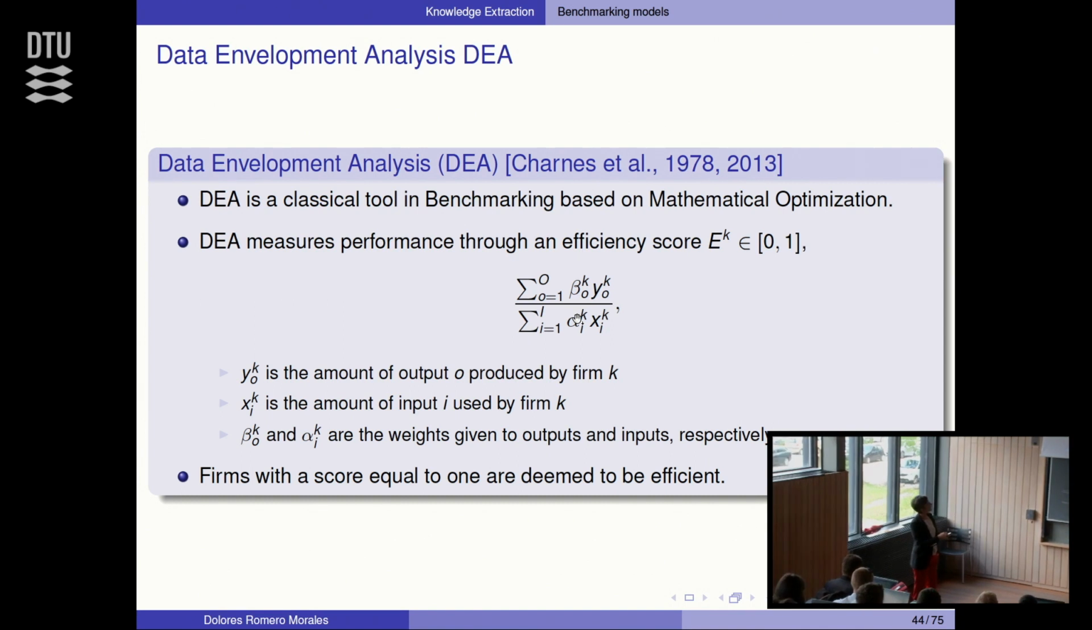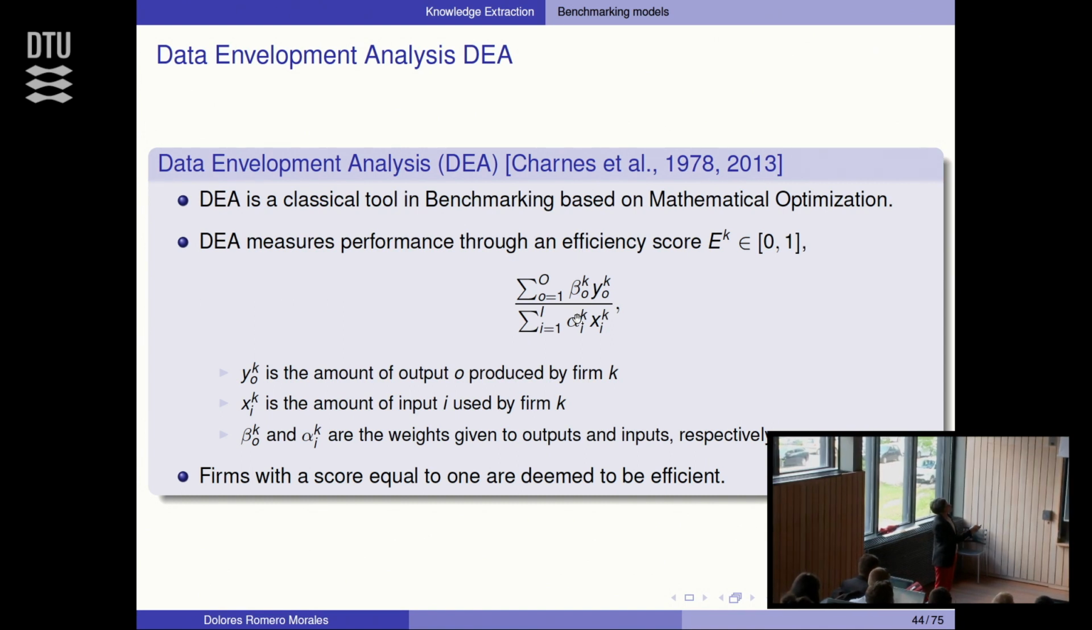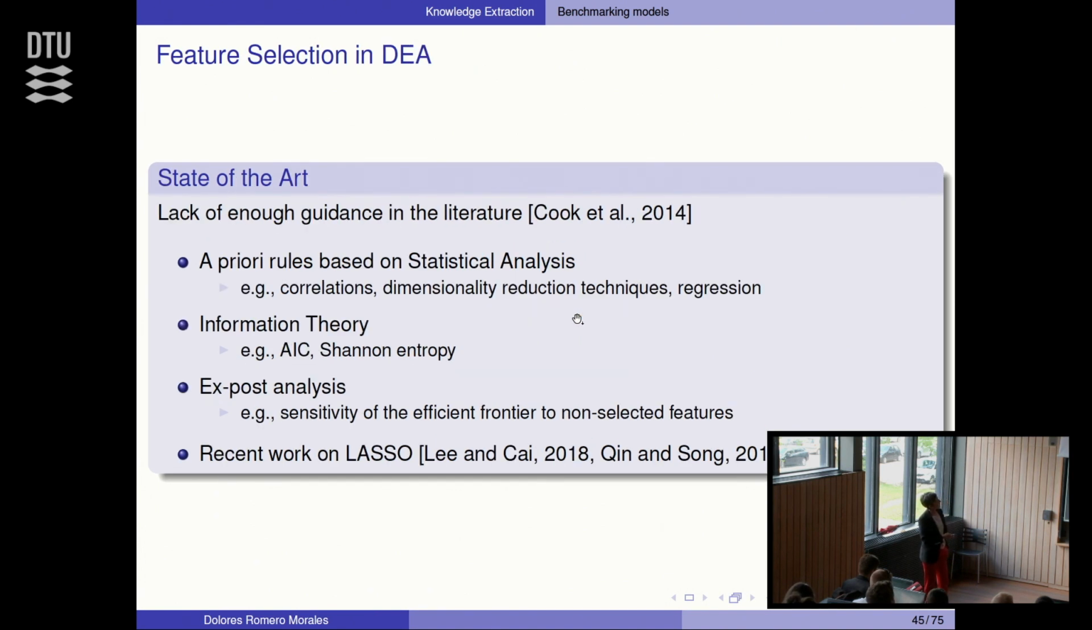So in the classic model, for each of the firms, you are trying to calculate the efficiency of the firm, and the efficiency is going to be bounded between 0 and 1. And then what you do is a weighted average of the outputs and a weighted average of the inputs. And the model decides the weights so that it discovers which are efficient with respect to the other ones.